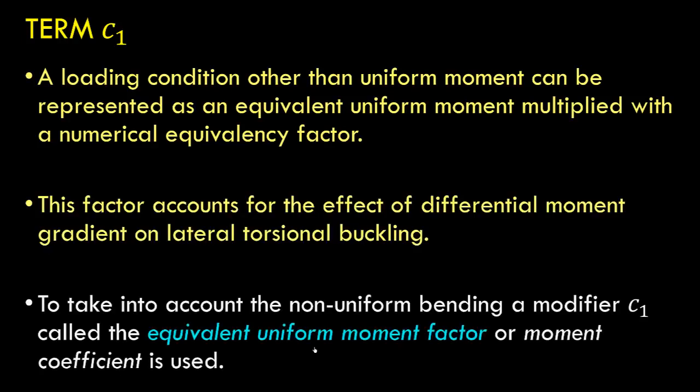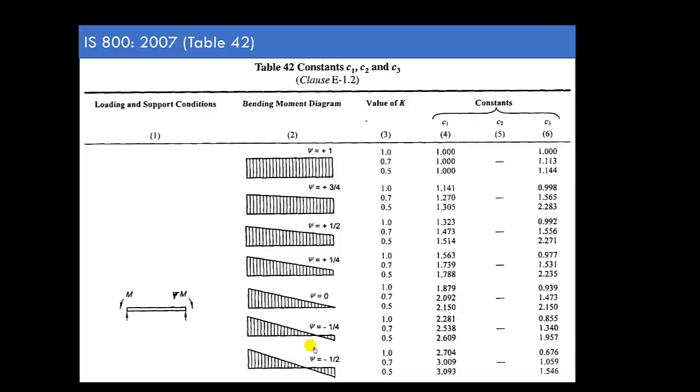To take into account the non-uniform bending, a modifier C1, called the equivalent uniform moment factor or moment coefficient, is used. So basically, this factor is used to account for the non-uniform moment behavior, or moment gradient behavior, in the critical moment expression. And this is given in IS 800 2007.